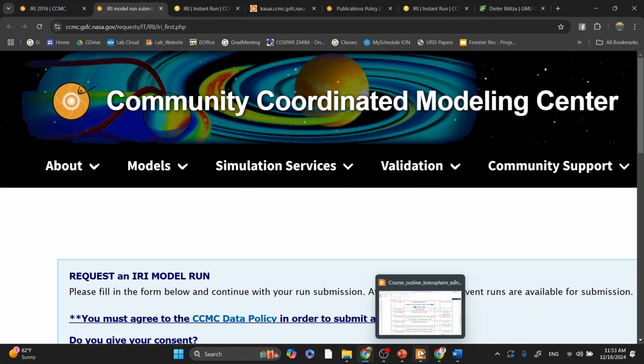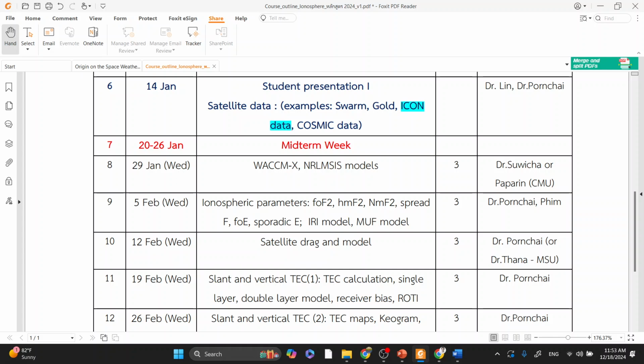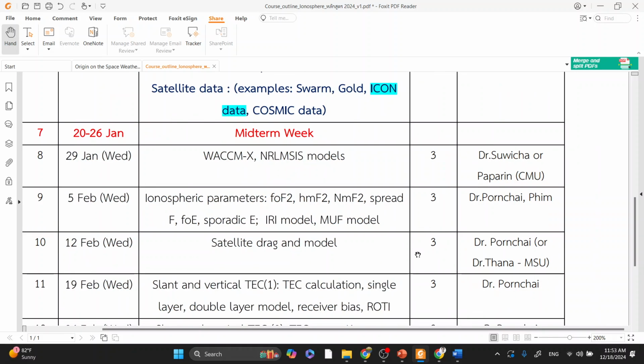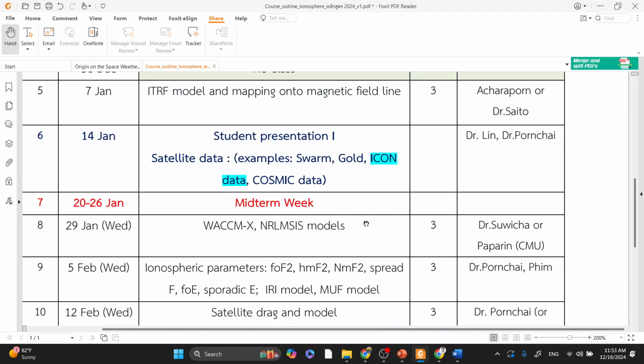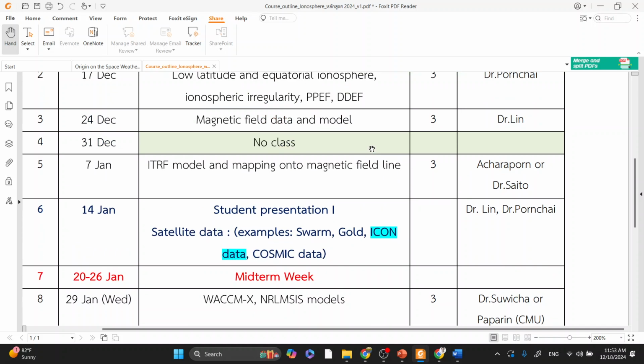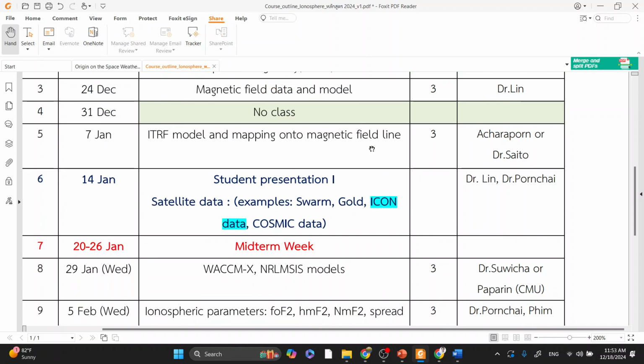Okay. So let's see. One of the tasks I want to assign to you. Let's think about it as information sharing, right? Okay. So for the information, you can get data from different systems. For example, in the ionosphere, you can do Swarm, you can do GOLD satellite, you can do ICON satellite, you can do COSMIC satellite. Can each of you work on this and then share with us later on 14th January?